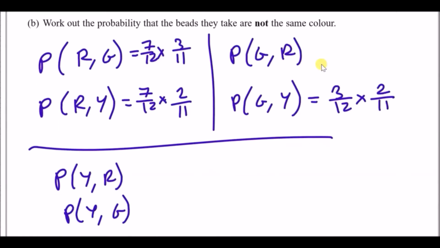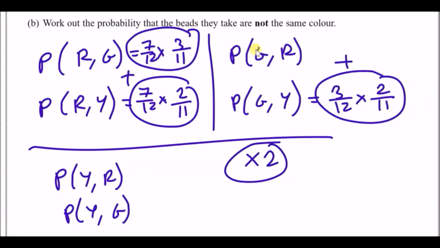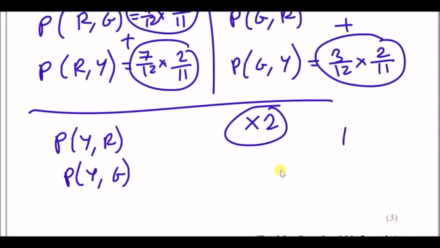And that's it. So now in your calculator, put this inside, plus this result, plus this result. And once you do that, you must then double your answer by 2 to account for the other ways of doing it. And when you do that, you'll get a final probability result of 41 out of 66.